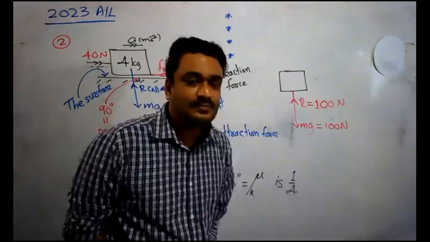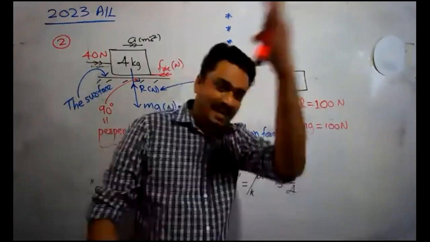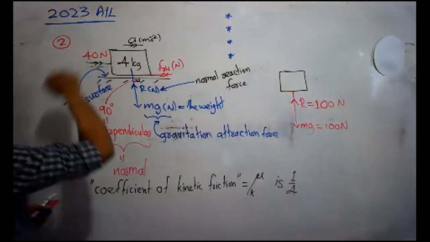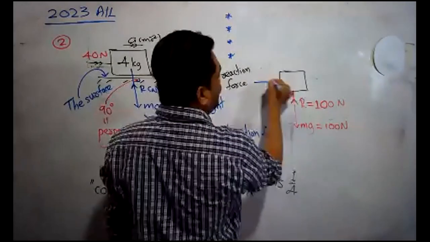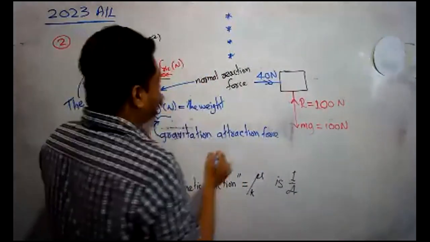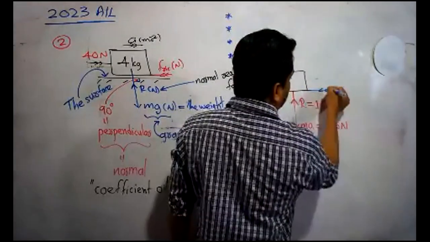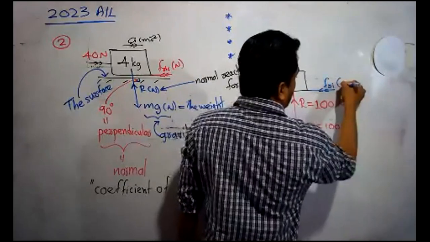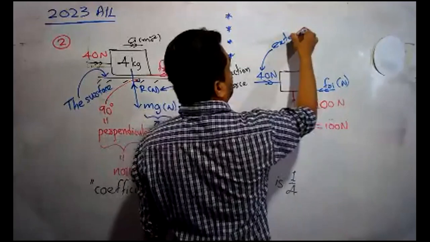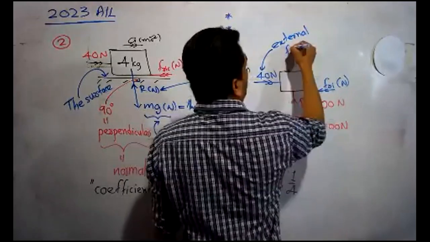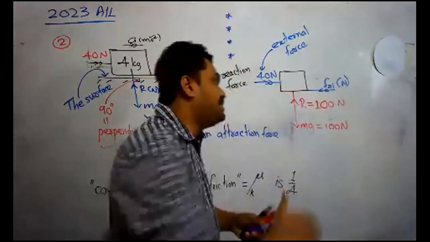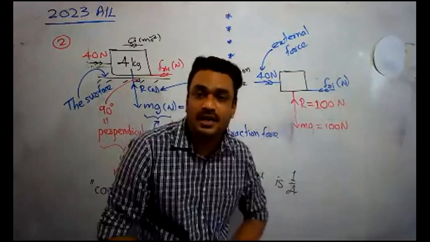Think. There may be a horizontal force. There is a horizontal force of 40 Newton. Because of this 40 Newton, the object is moved along the horizontal direction. There is an oppositely directed friction force also, I agree. But as the external force 40 Newton is greater than the friction force, the object will be moved in the horizontal direction. Clear?